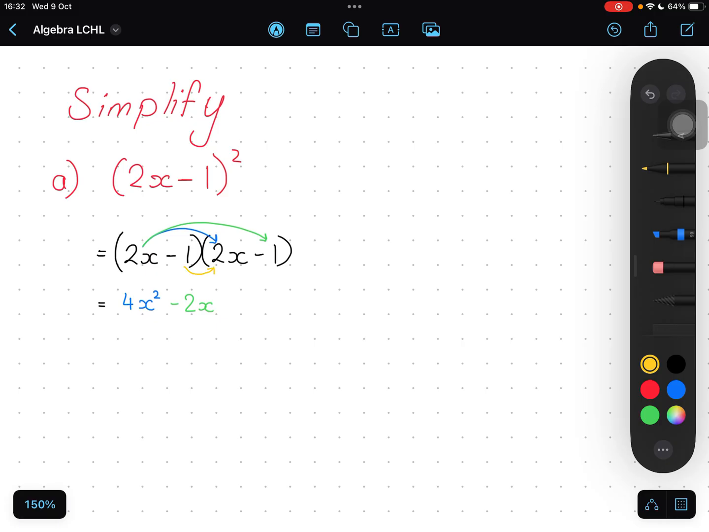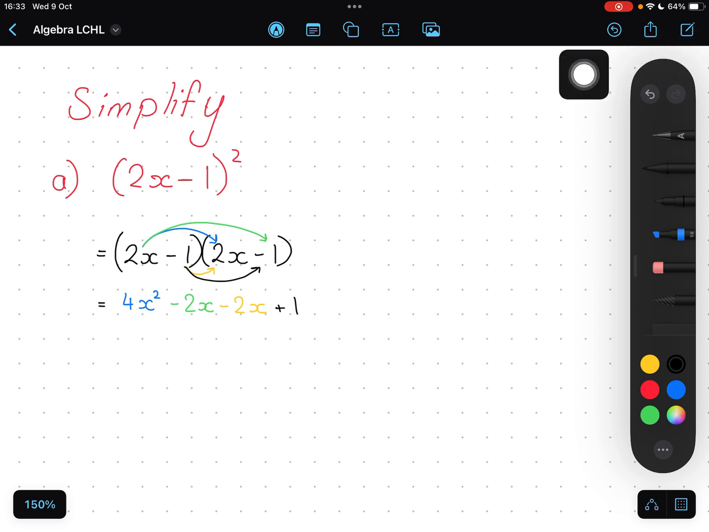Then we go on to the next term in the first bracket. Okay, so every term in the first bracket has to multiply every term in the second. So the 2x has just multiplied every part of the second bracket, and now I'm on to the next term. So the minus 1 now has to multiply every term. So minus 1 by 2x is going to give me minus 2x. And the minus 1 has to multiply by the minus 1 to give me plus 1.